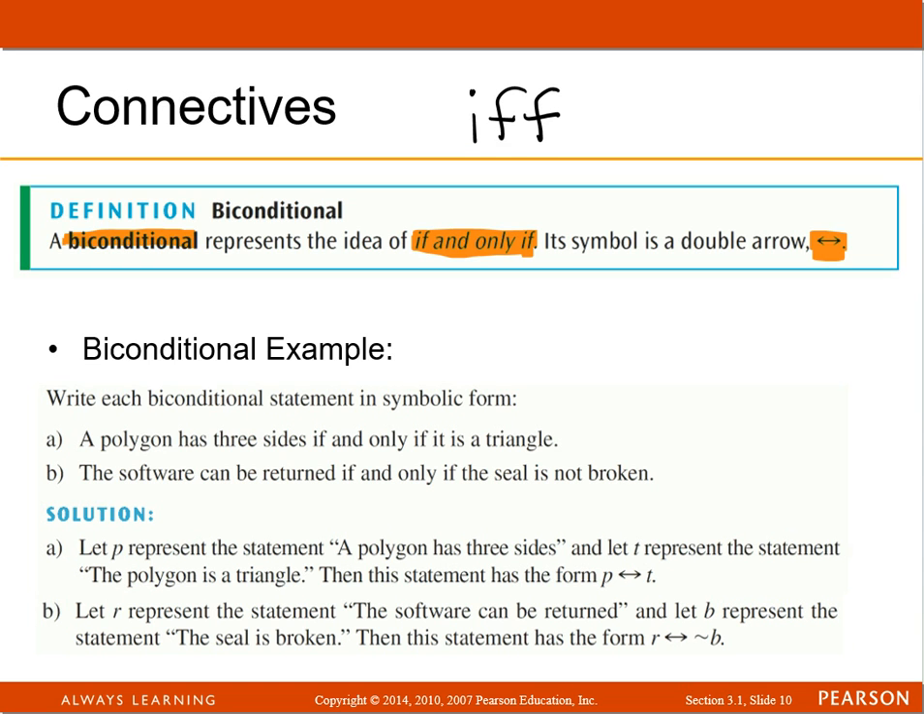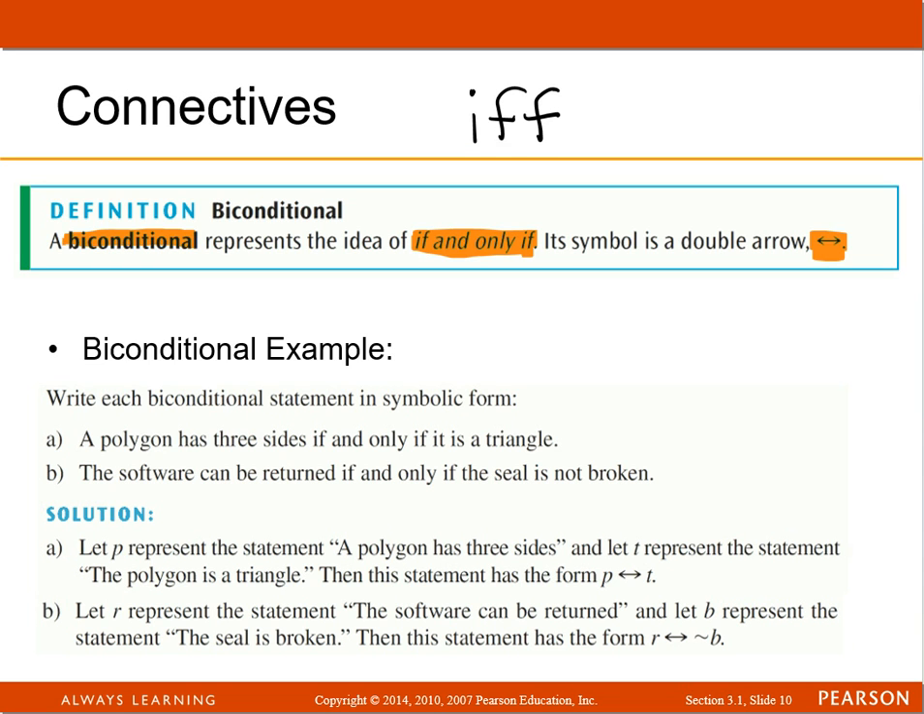Basically what it says is that if you reverse an if-then statement, like if you put the if where the then is and the then where the if is, it'll mean the same thing, or it'll be true both ways. For example, a polygon has 3 sides if and only if it is a triangle. So I could say if you have a polygon with 3 sides, then you have a triangle. But if I reverse it and say, if you have a triangle, then you have a polygon with 3 sides, it's the same thing. It works both ways, and that's what if and only if means.